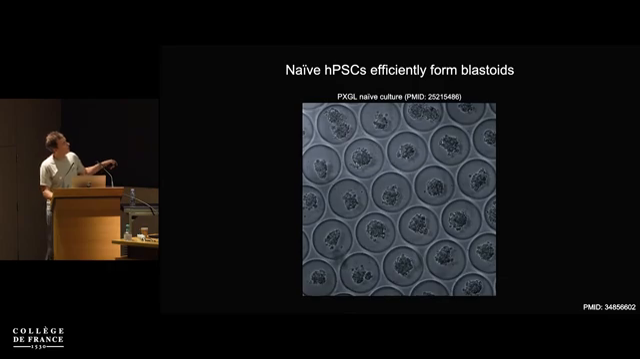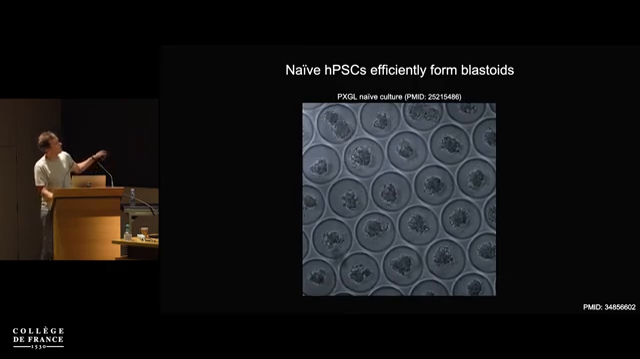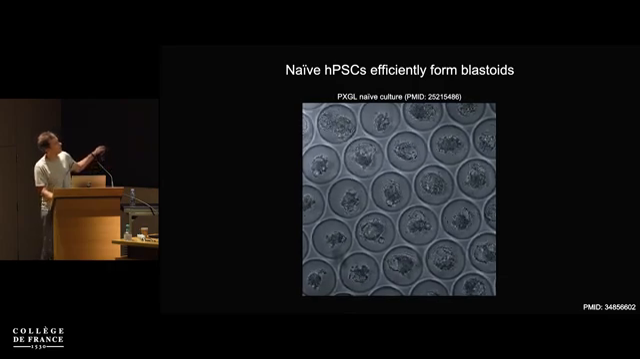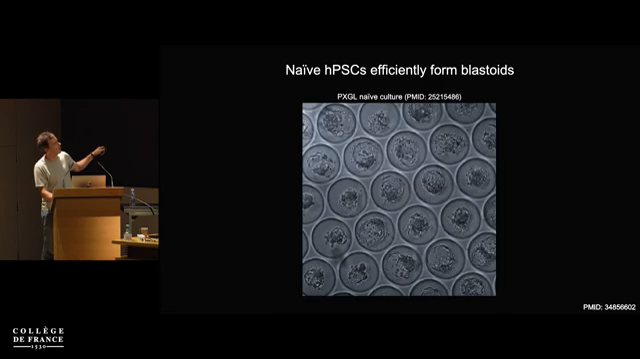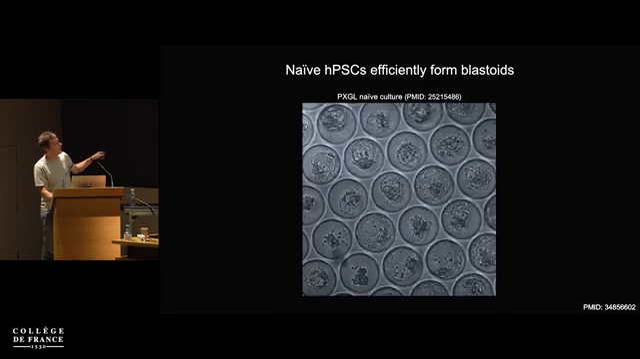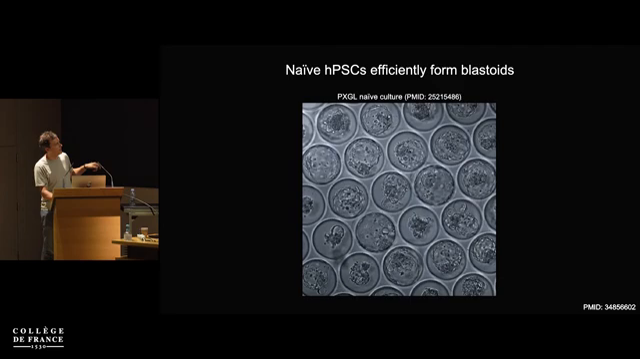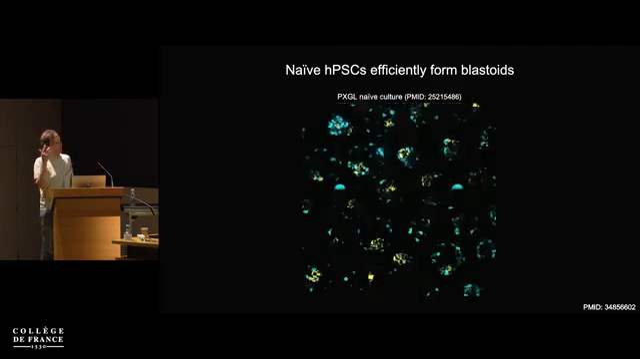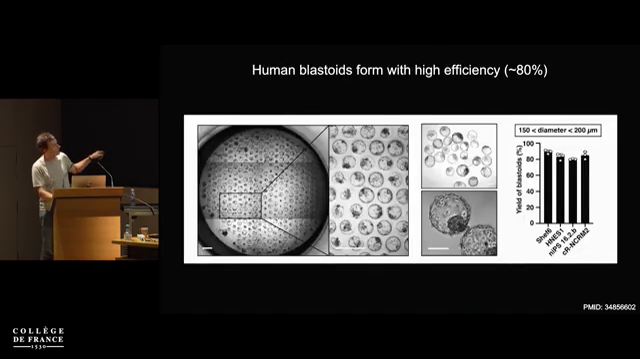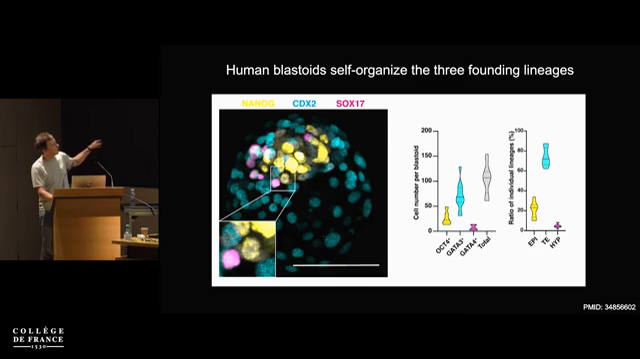So in order to do this, we did human blastoids, and we used naive human embryonic stem cells. These were developed by Austin Smith. It's the PXGL culture. And you can see that when we triply inhibit the ERK, TGF-beta, and Hippo pathway, the cells know what to do, and they actually form blastoids very efficiently. We did it with 5 cell lines, and we got more than 80% of the microwells that are forming those structures.